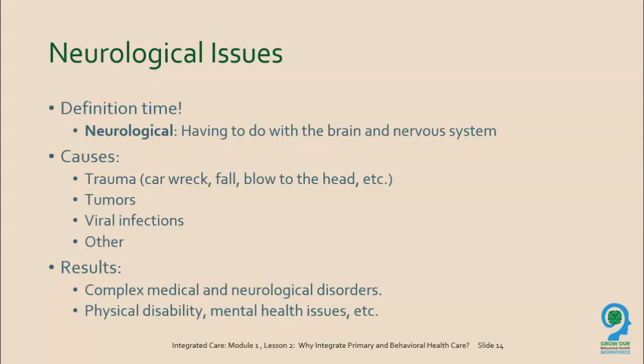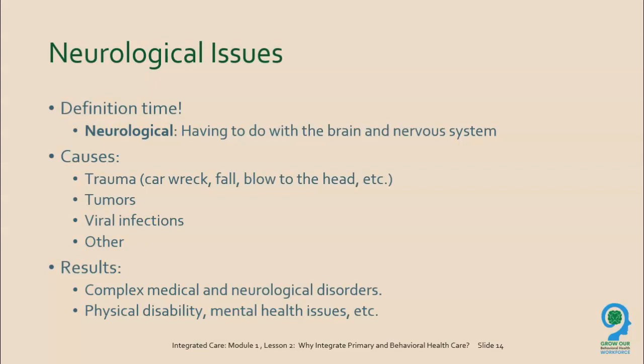So we can see causes of neurological issues like trauma. Somebody gets in a car wreck, they have a fall, they have a blow to the head, and they end up with TBI or other kind of neurological trauma. Tumors can grow and impact nerves. Viral infections, we'll talk more about that in a minute, and other causes, but those are some of the big ones. And of course, just plain cognitive decline associated with degenerative diseases like Parkinson's.